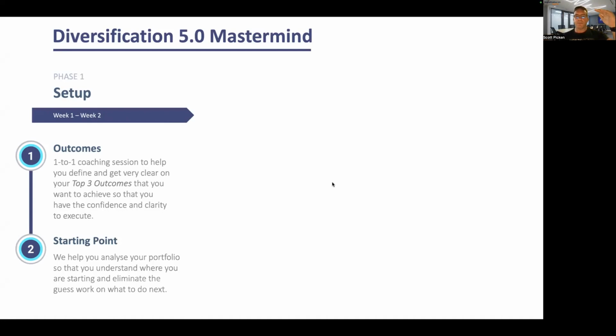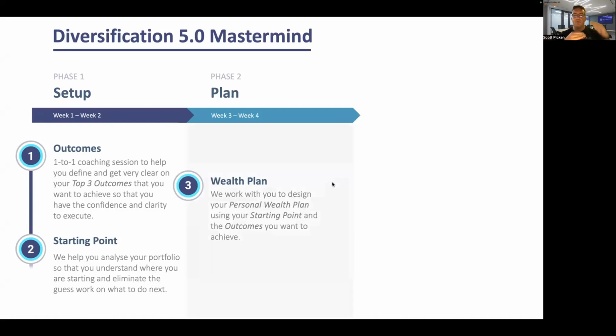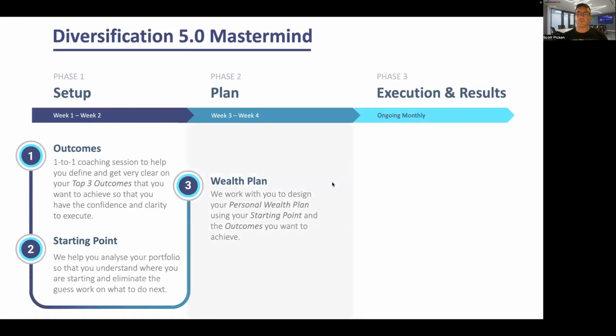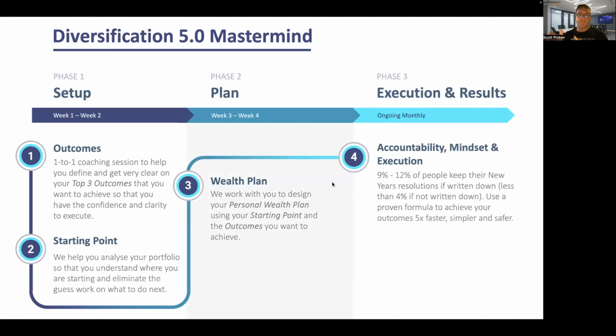So we know where you want to be. We know where you're starting. Then we build a wealth plan to help you get from A to B. However, once you've got a plan, it's all about the execution. So on a monthly basis, we check in. We've got accountability, mindset, and execution. We're keeping you in a towards state. And that's what a like-minded group of people do. And it's all about the monthly execution, the accountability to get results.